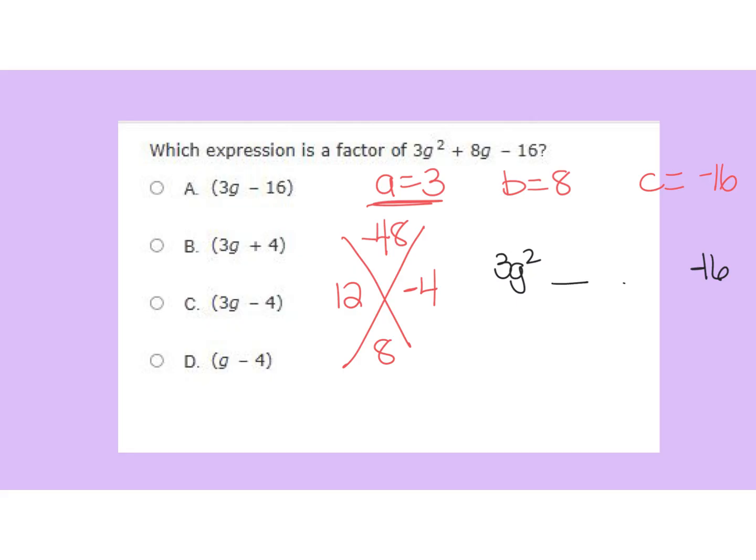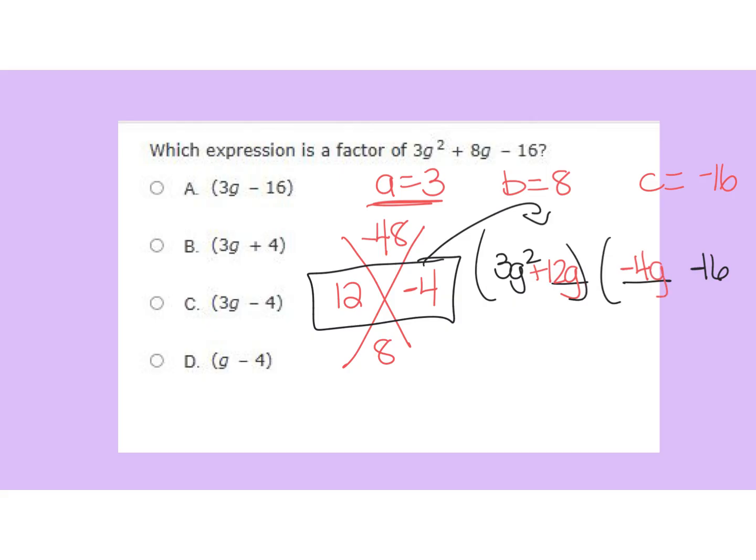Okay. And now I'm going to take what I got and plug it into the middle. This is where you need to be a tad bit strategic. So look at the 12 and the -4. Which one do you believe is going to go better with the 3g? Well, I'm going to put in my 12g. And then -4g is going to go better with 16. So now I'm going to split these in two.